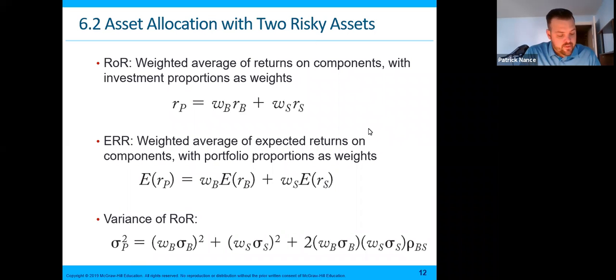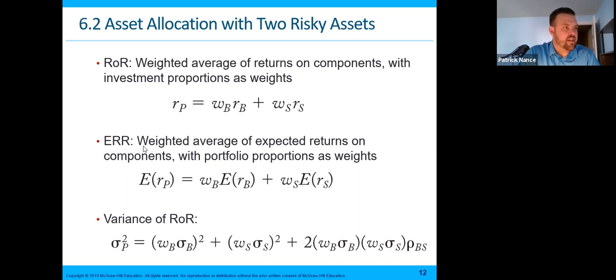Okay, so there's three rules of two risky asset portfolios. I'm on page 152 in the book, by the way. The first one is rule number one: the rate of return on a portfolio is a weighted average of returns on the component securities with the portfolio proportions as weights. So WB is the weight of my bonds, and RB is the return on my bonds, and WS is the weight of my stocks, and RS is the return on my stocks. So this is a weighted average, hence I'm using proportionality here for weighting, times the return, and I add all that together, I add my bonds and my stocks at that point.